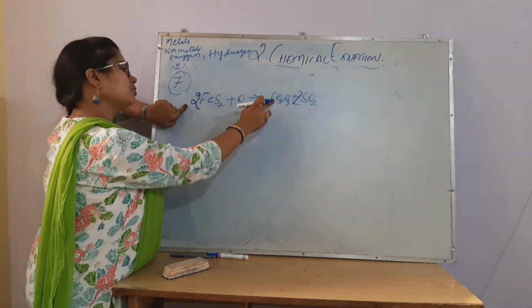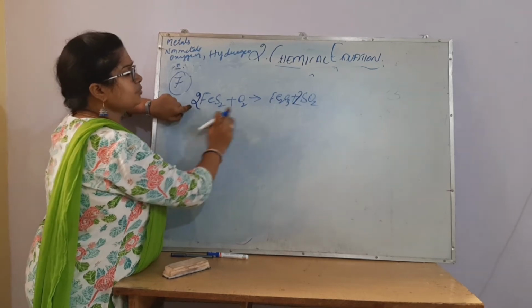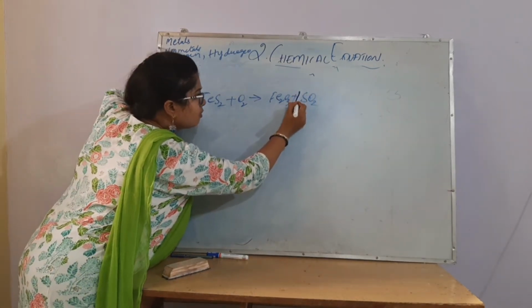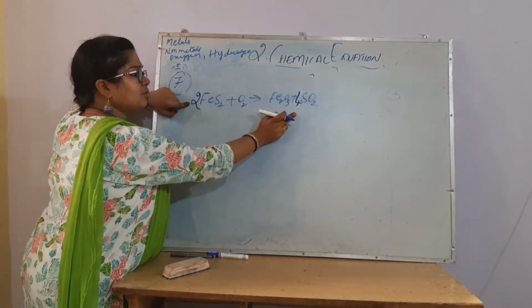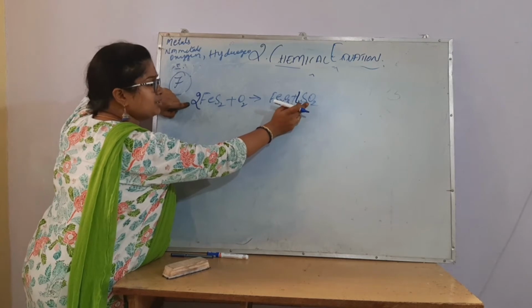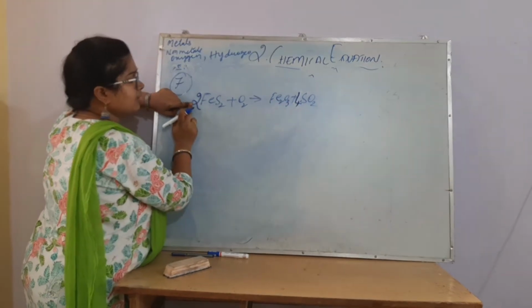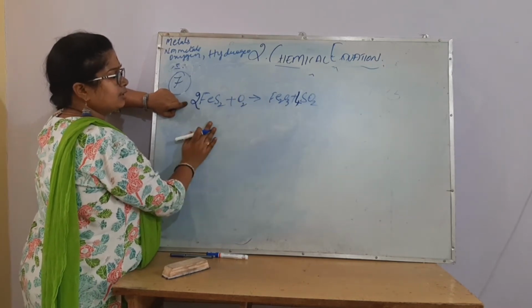Non-metals, 2 2s 4. 4 I need to. 4. Done. Understood? I have multiplied only 2. But this 2 does not belong to this now. You should not do like this. This is different and this is 4. Here, 2 2s 4. Done. Next.